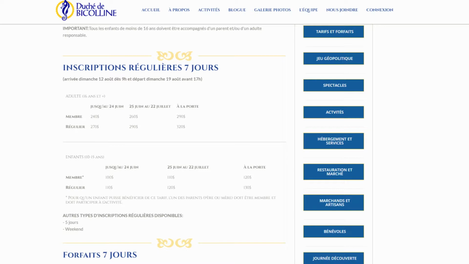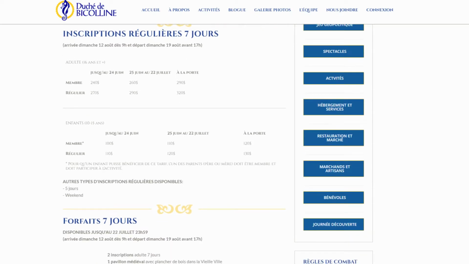If you decide to register from June 25th to July 22nd, you're going to pay $260 if you're a member, $290 if you are not a member. At the door, it's going to be $290 if you're a member and $320 if you are a regular person. So pre-register, save yourself $50.